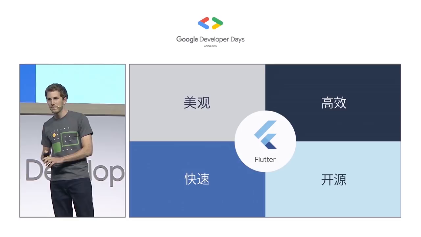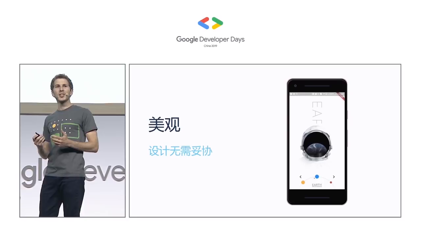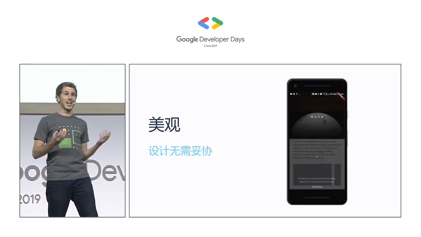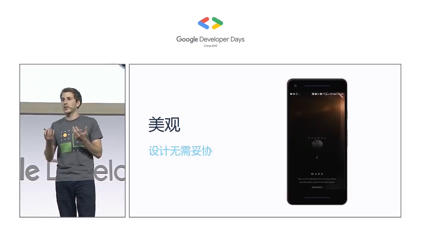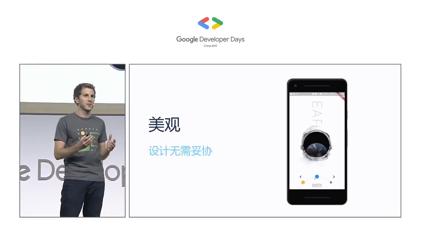So first, we say that Flutter is beautiful. That's because with Flutter, you have control over every pixel on the screen. As you can see in the animation behind me, this is a very complex animation. It's very beautifully designed. And with Flutter, it's actually quite easy to do. We also provide you with a library of widgets that are customizable, both Cupertino and Material, so you don't have to do everything from scratch.